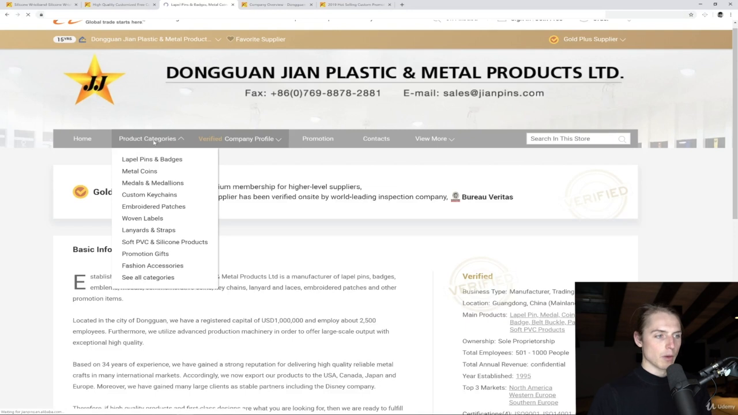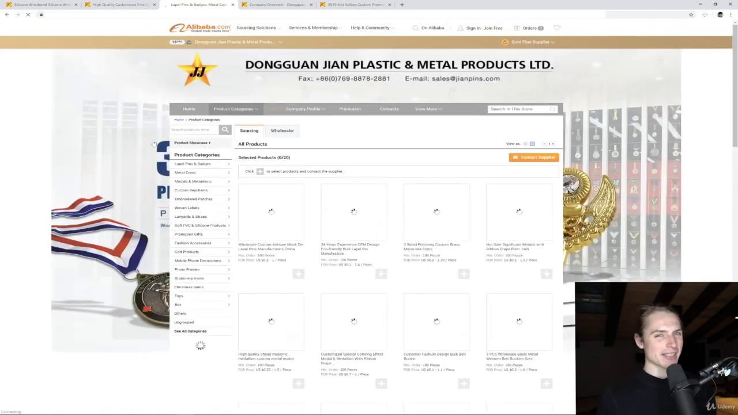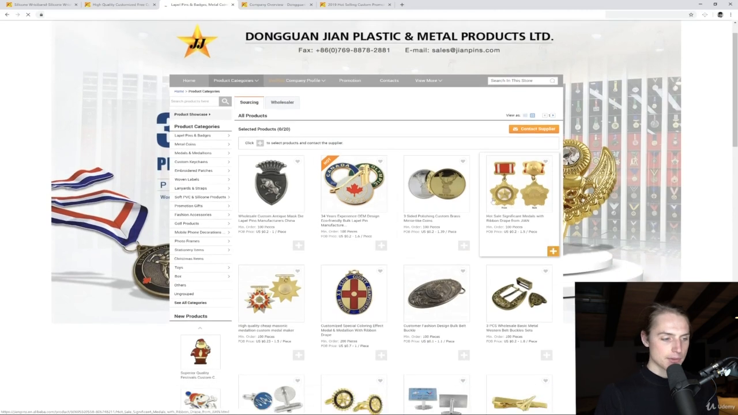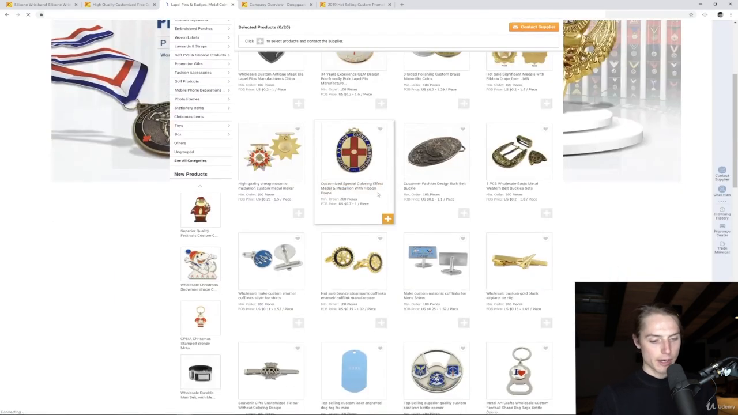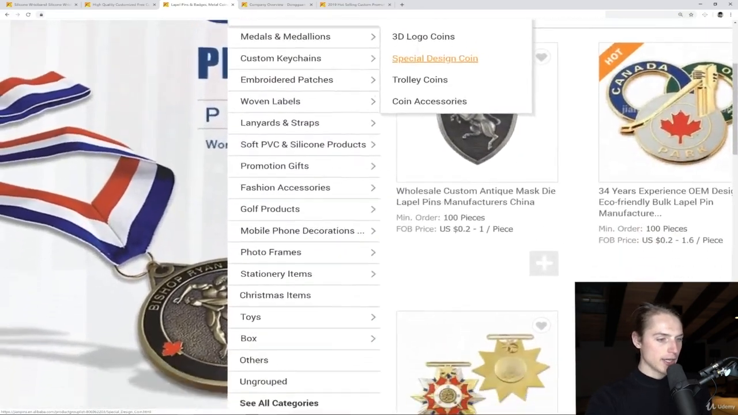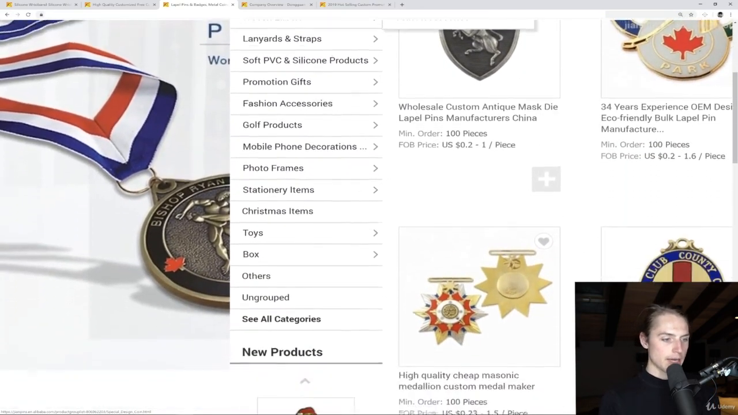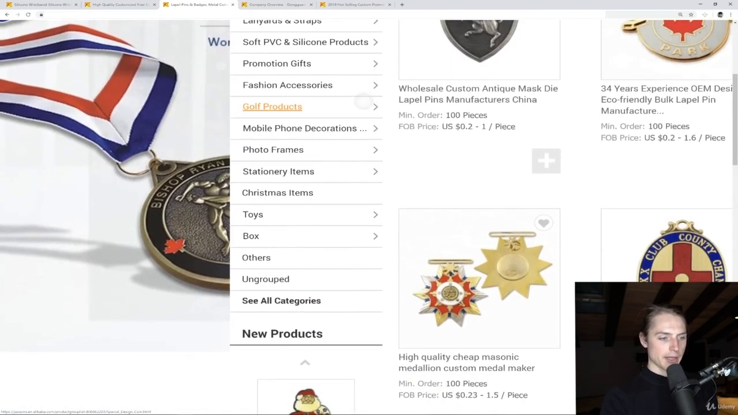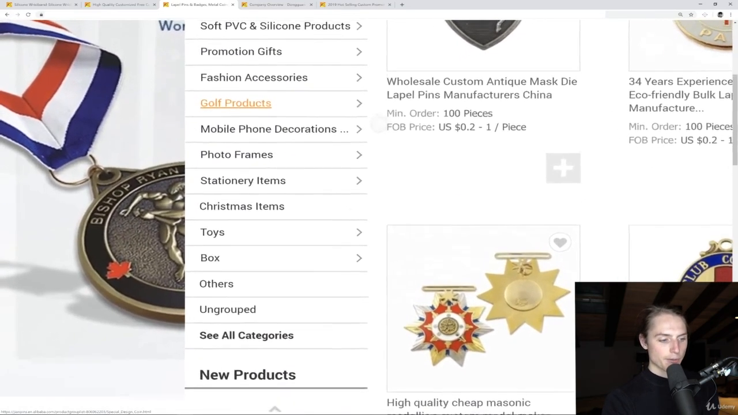Okay. So when we look at these categories, do they actually make sense? It looks like they sell little pins, little coins. What else do they sell? Pins, badges, metal coins, medallions, keychains, patches, labels, lanyards, straps, little golf products. They probably sell golf tees and stuff like that, photo frames.